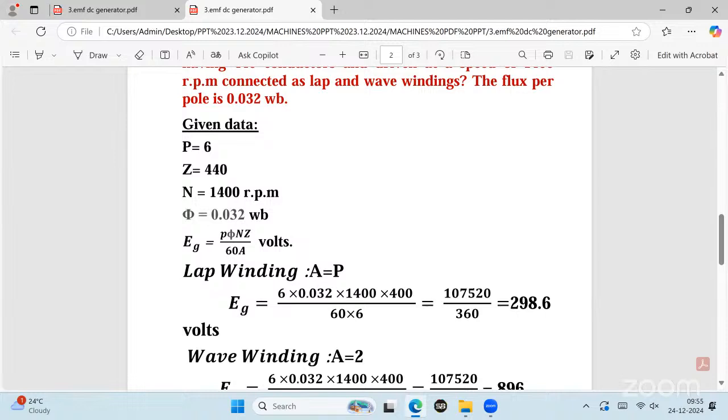If that is completed, what kind of design is it? Lap connected design. Now I will change the design. The same problem, but the design is different. What is the design? Wave winding. For wave winding, A is equal to 2. Get the answer.